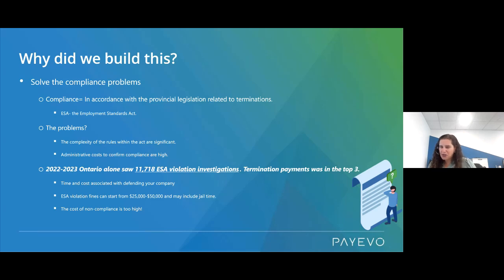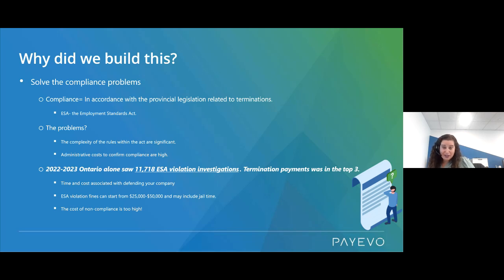So to illustrate these problems, just so you understand where we're coming from, that we didn't just make these problems up out of thin air: in 2022 to 2023, Ontario alone, a single province, saw 11,718 ESA violation investigations. So these are employees who complained to the Ministry of Labor that their employer did something wrong, violated the Employment Standards Act, and they investigated 11,718 of these in a single year alone.